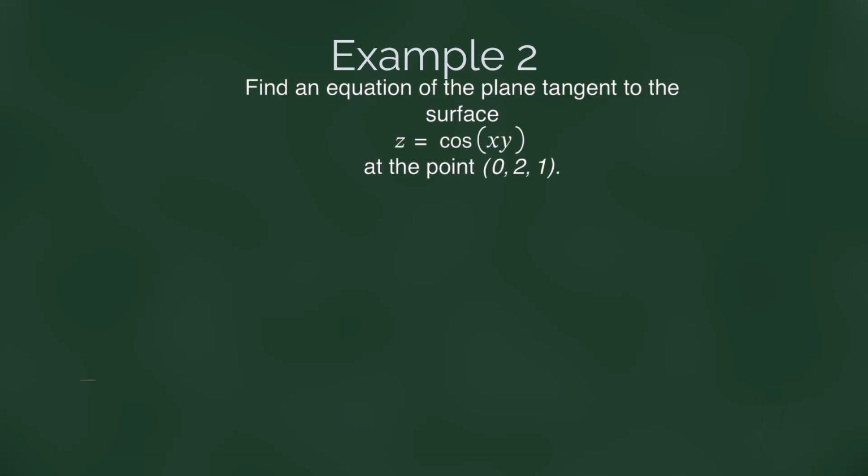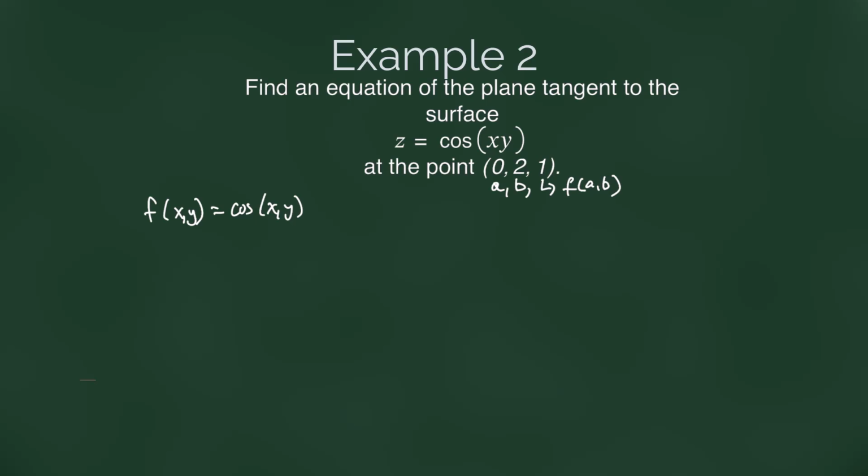All right, same idea. In this example, we want to find an equation of the plane tangent to the surface z equals cosine of xy. And so we don't need to rearrange this one. We're just going to rewrite it as f of (x, y) equals cosine of xy. And here, there's our a, there's our b, and again, this is going to be f of (a, b), the cosine of 0.